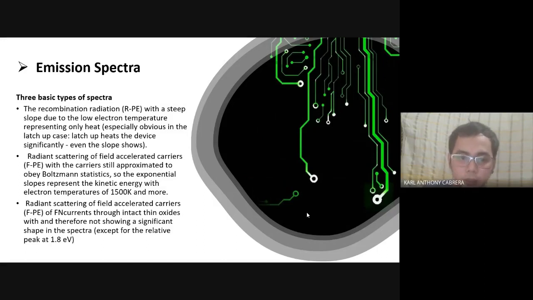The next is the radiant scattering of field accelerated carriers, or FPE, with the carriers still approximated to obey Boltzmann statistics. So the exponential slopes represent the kinetic energy with electron temperatures of 1500 Kelvin and more. The next is radiant scattering of field accelerated carriers, FPE, of FN currents through intact thin oxides, and therefore not showing a significant shape in the spectra, except for the relative peak at 1.8 electron volts.